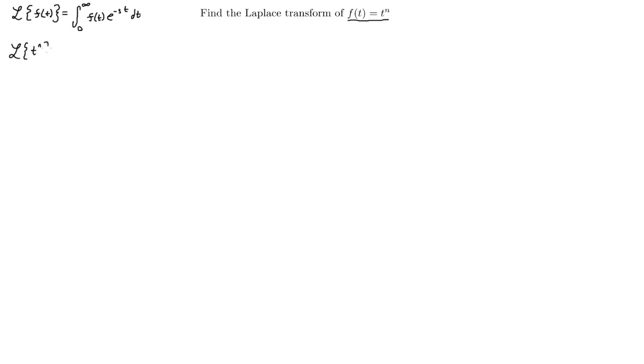Okay, so this is the Laplace transform of t to the n, and that's going to be equal to this guy. I'm going to have t to the n e to the minus st dt. And as you might have guessed, this is basically going to be an integration by parts problem. And for all intents and purposes, we have to do integration by parts n minus 1 times.